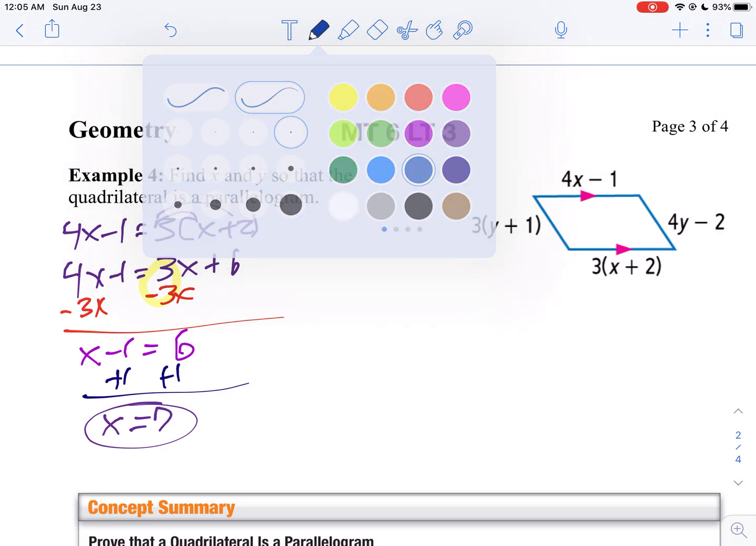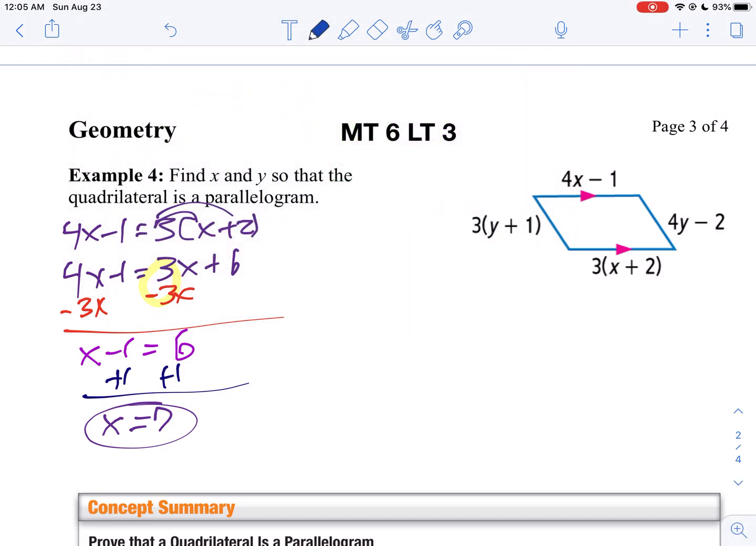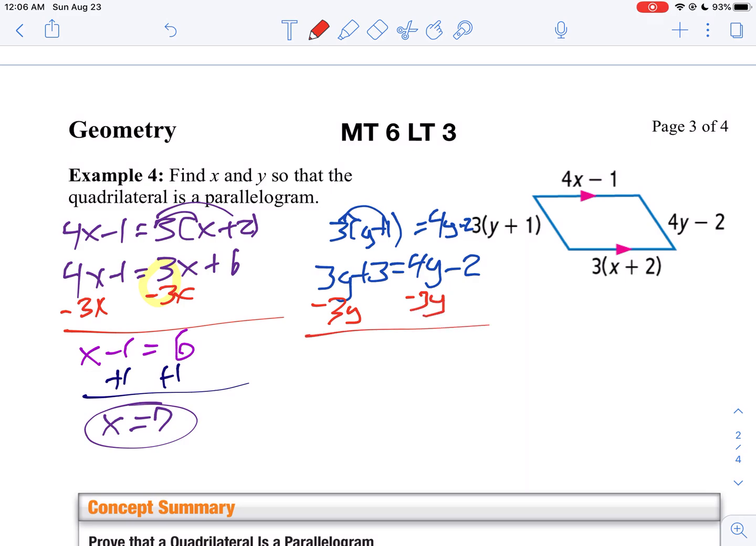I'm going to say 3 times y plus 1 would have to equal 4y minus 2. Well, let's distribute there. So we get 3y plus 3 equals 4y minus 2. I always like to move the smaller variables, so let's subtract 3y from both sides. So the 3y's on the left, they cancel.